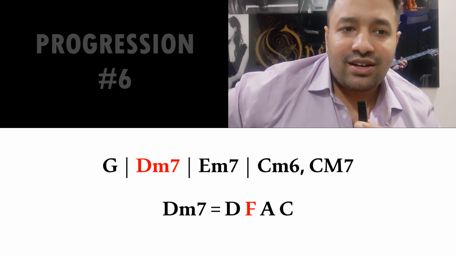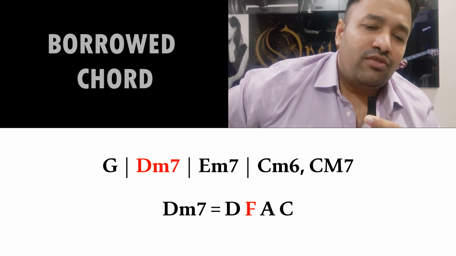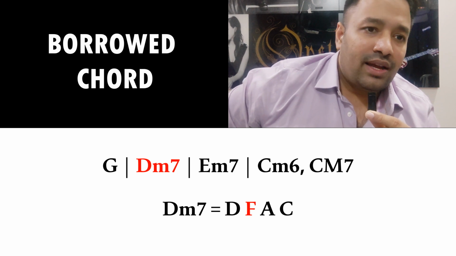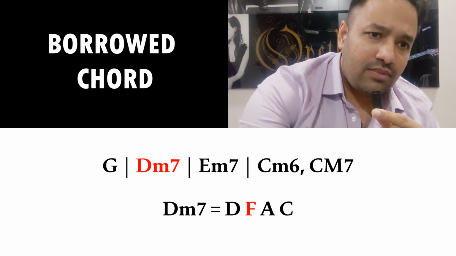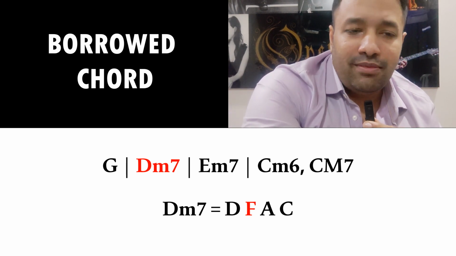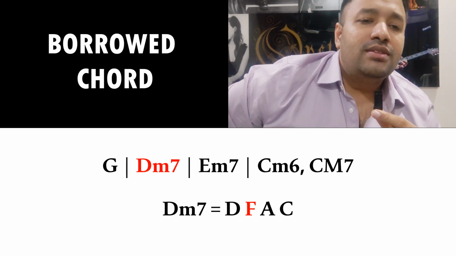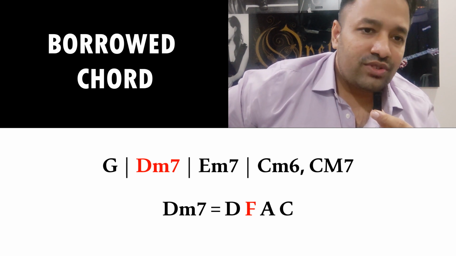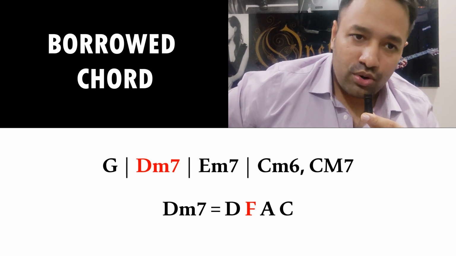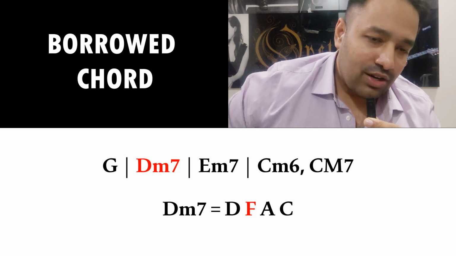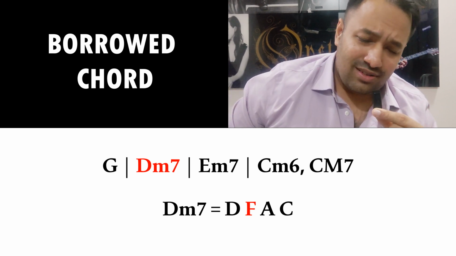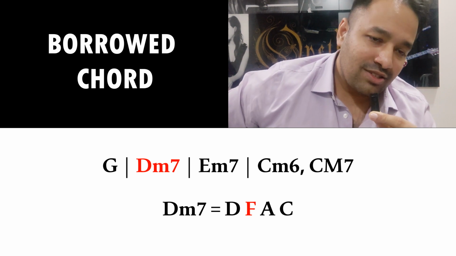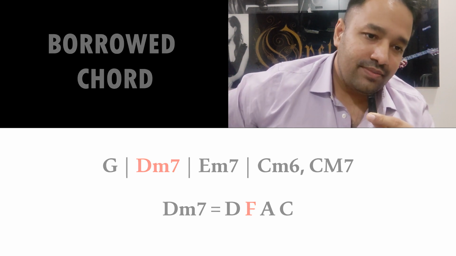Then here we have a very interesting D minor 7 chord, which has the notes D, F, A, C. Again, this is a borrowed chord from the G minor scale because it has that F note. And then we have the E minor 7, which is a diatonic chord, C minor 6 and C major 7, which we've seen earlier. C minor 6 is again a borrowed chord, and C major 7 is diatonic. So again here there are two interesting outside sounds in this chord progression, which is the D minor 7 and the C minor 6.